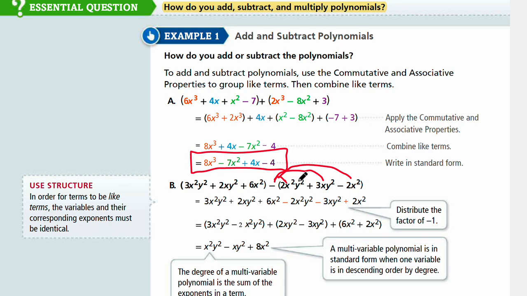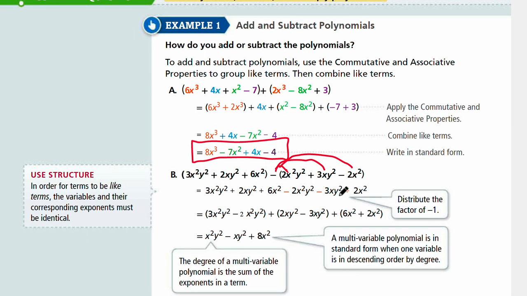Okay, so when you get rid of the parentheses, make sure you're adding the negative of each term for your second polynomial. So this is going to be negative 2x squared y squared, minus 3xy squared, and then plus 2x squared. Just make sure that your signs are accurate. And then you do the same thing, group the like terms, add and combine them, and write them in standard form.